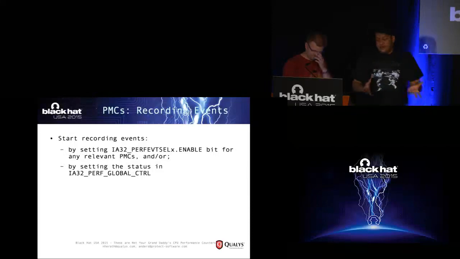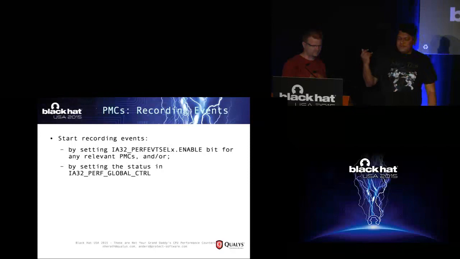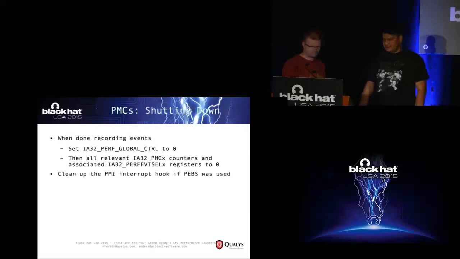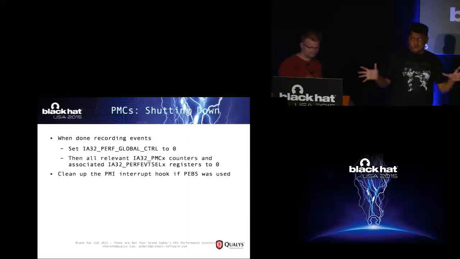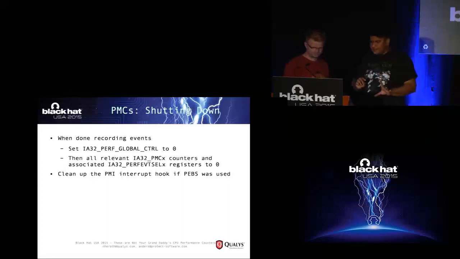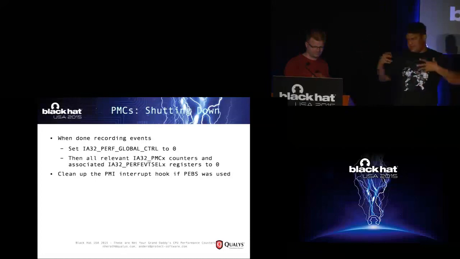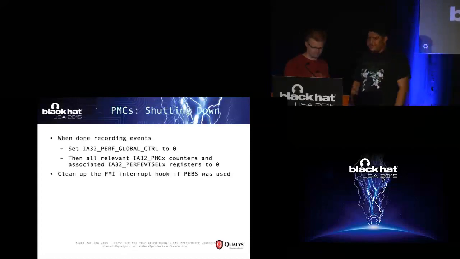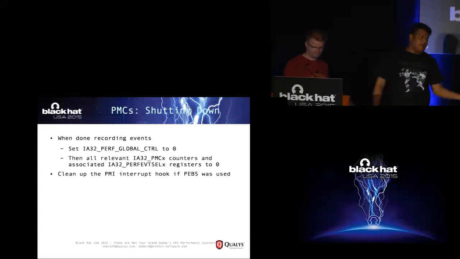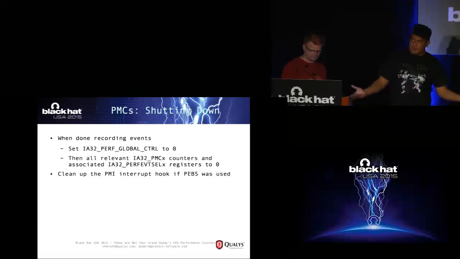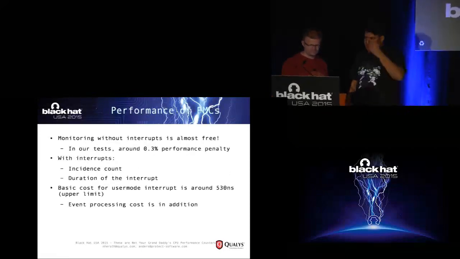To start recording events, once the event select is set up, you have to set the enable bit for that particular event select, and you also need to make sure that the perf global control is enabled. When you're done recording events, you set the perf global control to 0, so the performance event collecting turns to 0, and all the PMC counter registers, you can basically reset them. You also need to clean up the ISR that you have set up if you're using PEBS.